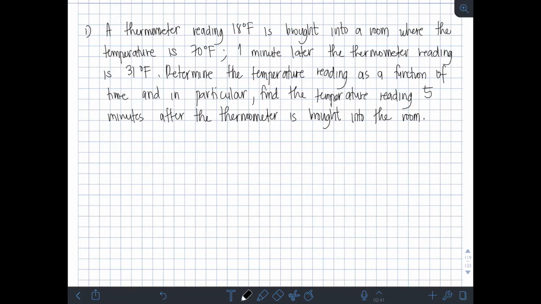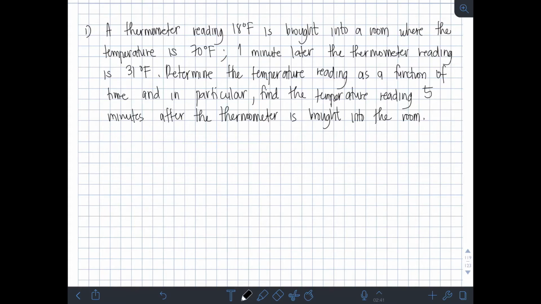For the first one, we have a thermometer reading 18 degrees Fahrenheit is brought into a room where the temperature is 70 degrees Fahrenheit. 1 minute later, the thermometer reading is 31 degrees Fahrenheit. Determine the temperature reading as a function of time, and in particular, find the temperature reading 5 minutes after the thermometer is brought into the room. Okay, so meron tayong given, right?